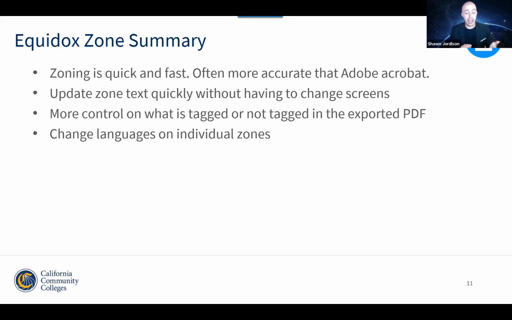And then finally, I think I skipped over this in the last slide. You can change languages for individual zones. So that is a 508 requirement. If you are working with files that have more than one language, the languages need to be individually set on those tags.